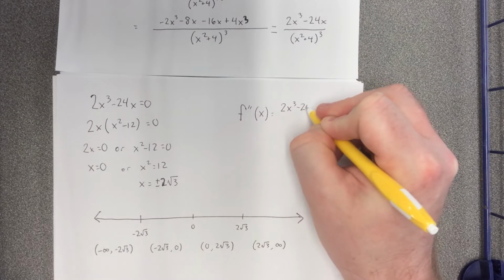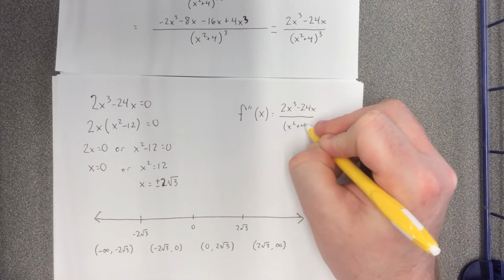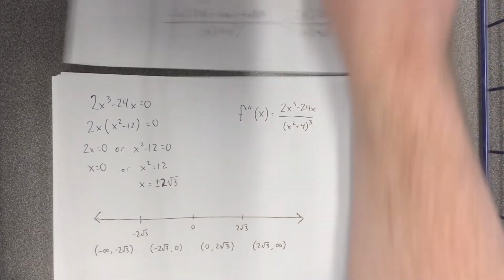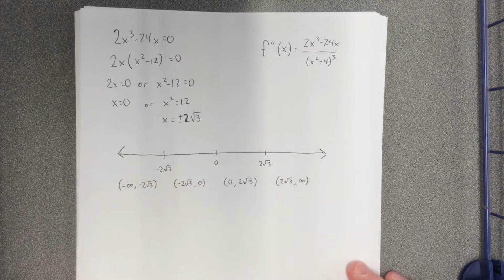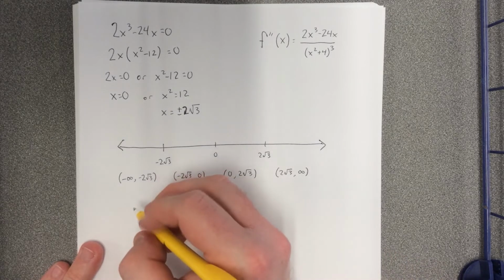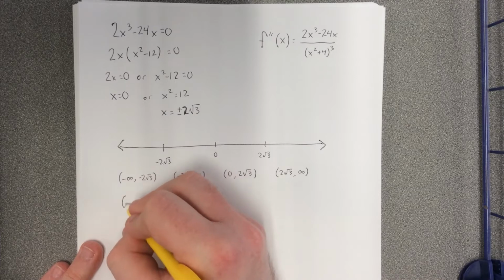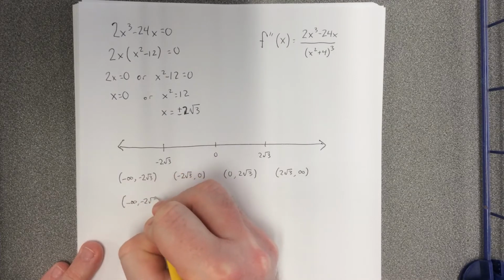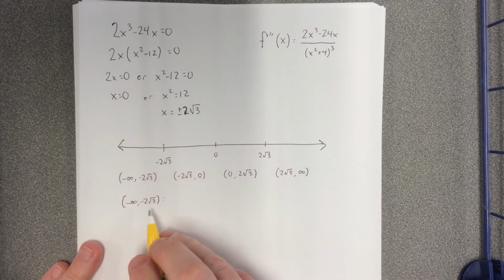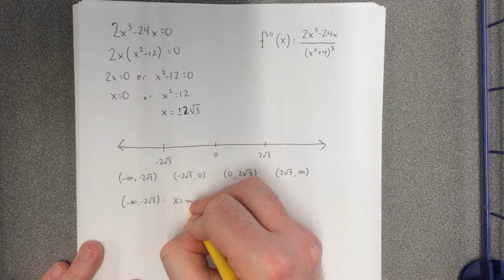2x cubed minus 24x all over x squared plus 4 quantity cubed. Cool. So that's where I'll be plugging these things in. So to test negative infinity to negative 2 square roots 3, I would like to use the number. So negative 2 square roots of 3 is about negative 3.5. So let's go with x equals negative 10 just to be sure.